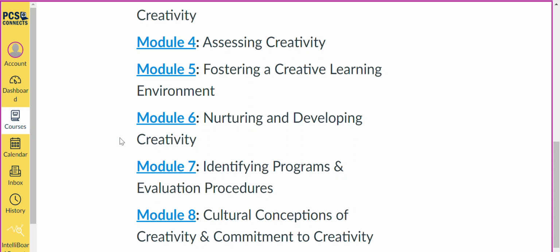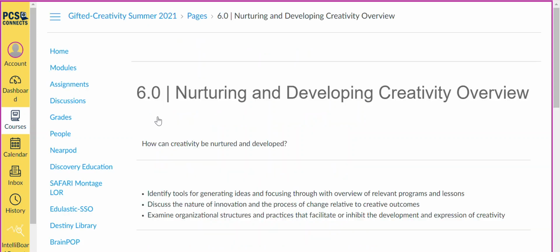This particular module is much lighter than many of the other modules leading up to this point. However, 7 and 8 get us ready to close out, so there are a few more assignments. So let's go ahead and get started on Module 6.